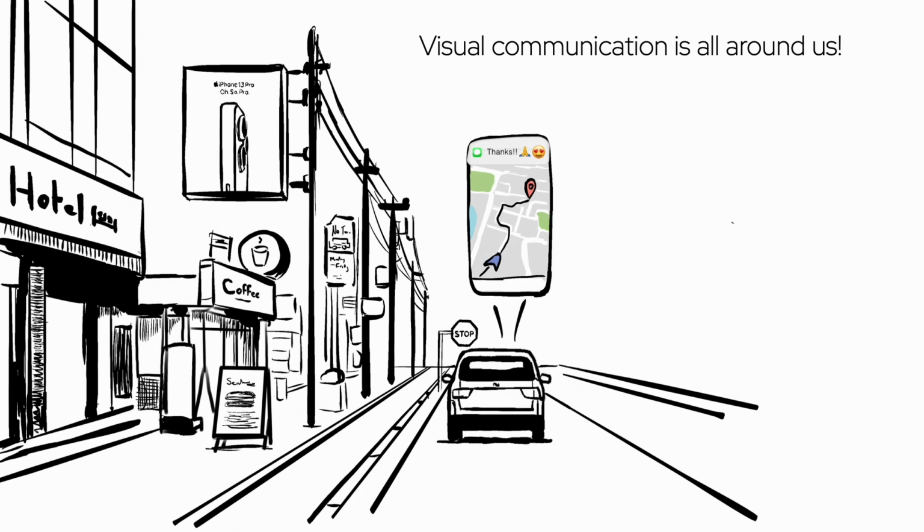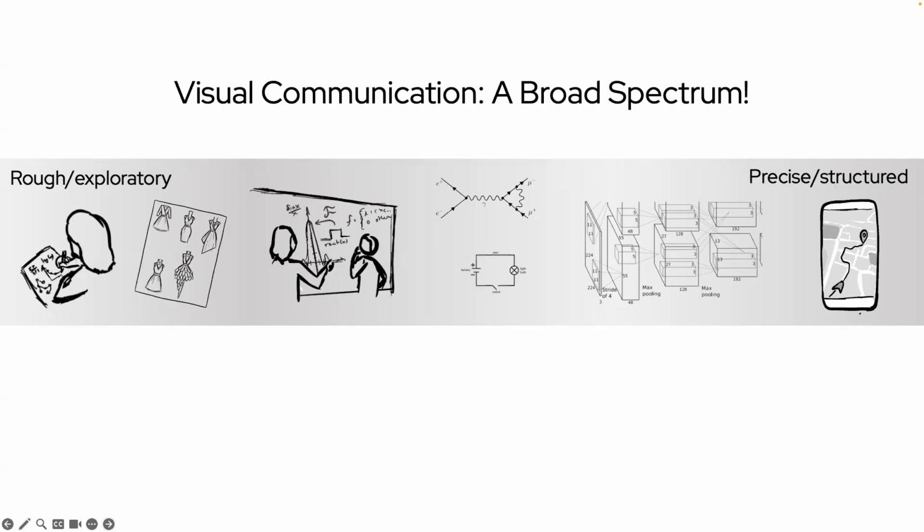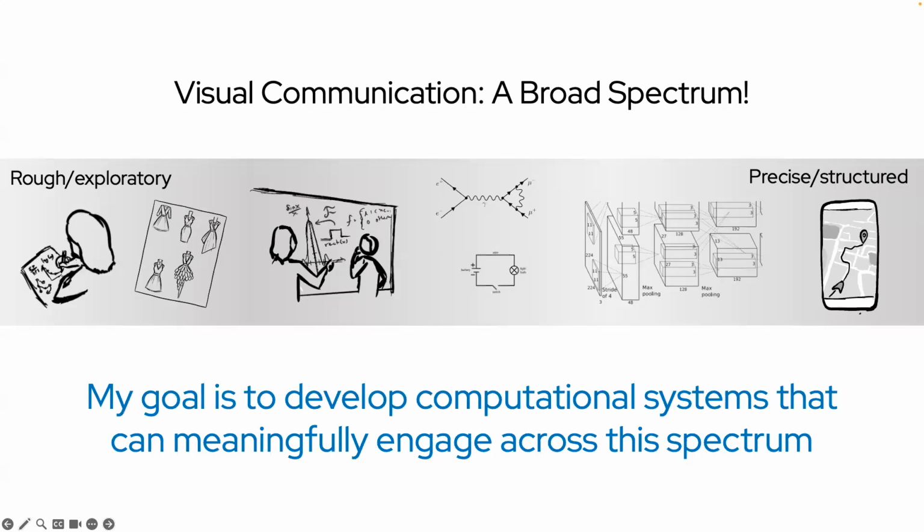And this exists not only in academia, actually these representations are all around us. So all of us use them every day without even noticing. For example, this includes maps, traffic signs, even emojis, and they have a long history. So humans have been using and developing these for thousands of years. So these representations span this diverse spectrum, ranging from more exploratory settings to more structured and precise. And in my work, I develop computational systems that can meaningfully engage across this spectrum. You understand what it is?